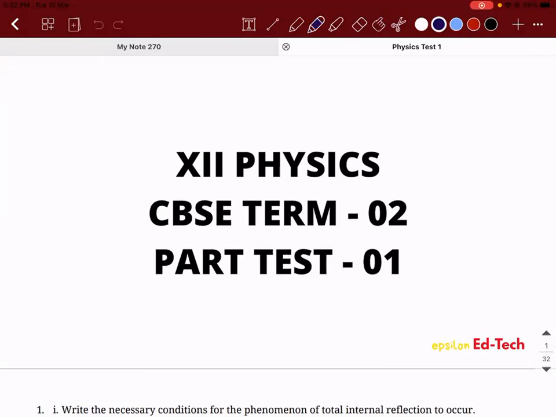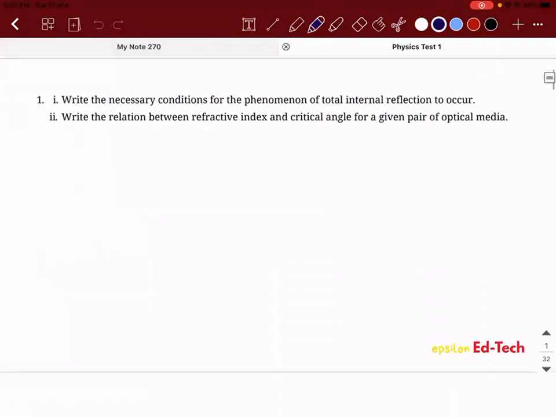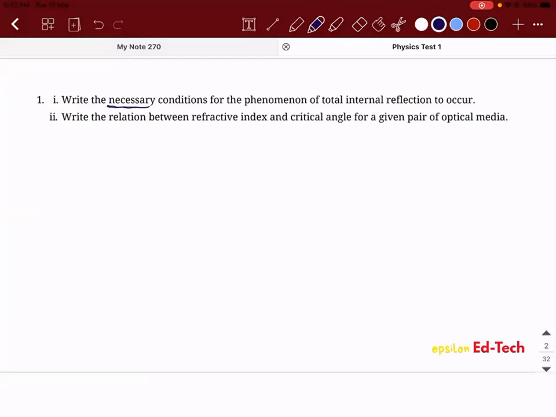Yes, sir. Okay. So we'll start with the first question for the part test one. The first question asks, write the necessary conditions for the phenomenon of total internal reflection to occur. That is the first part of the question. And write the relation between the refractive index and the critical angle for a given pair of optical media.